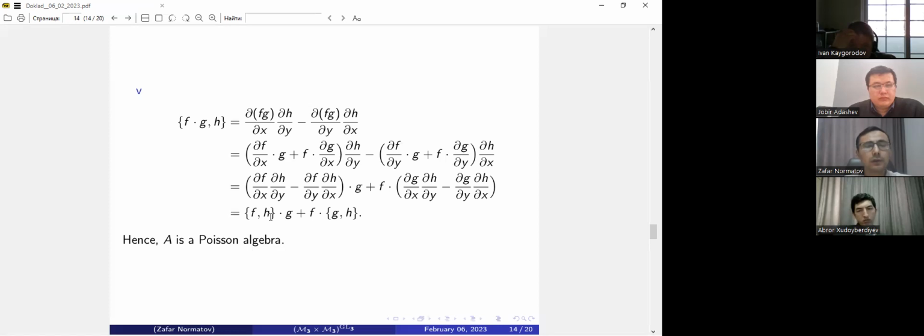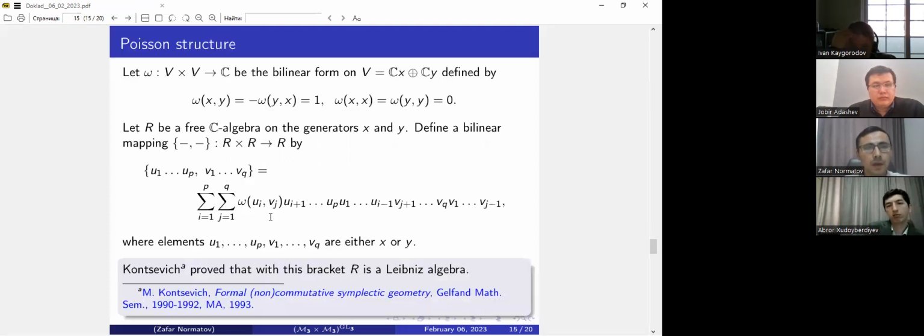So now we want to see how to define the Poisson structure on the algebra of Gaussian invariant matrices. Let omega be the bilinear form on a two-dimensional vector space defined by these conditions. Let R be a free algebra on the generators x and y. Define a bilinear map by this formula, where U1 to UP and V1 to VQ are either x or y.